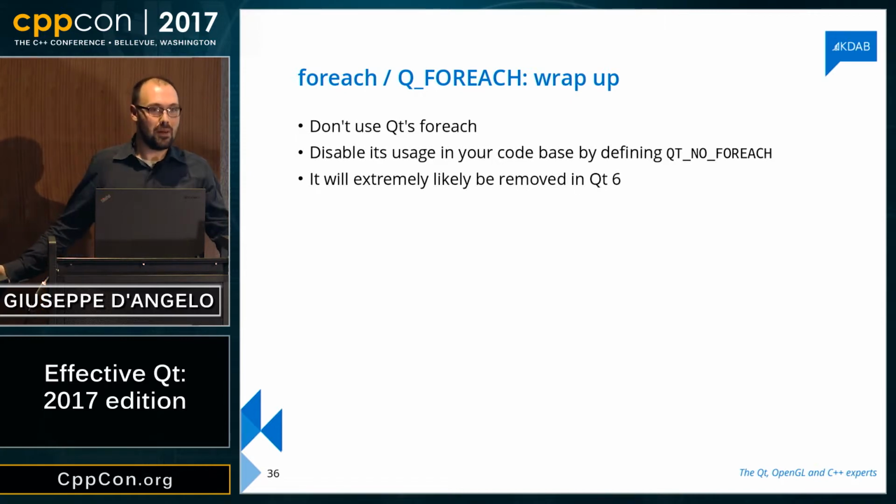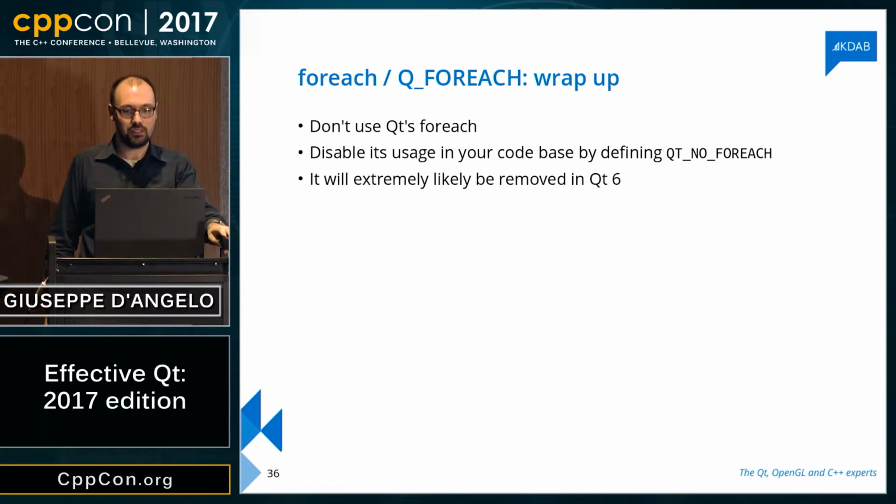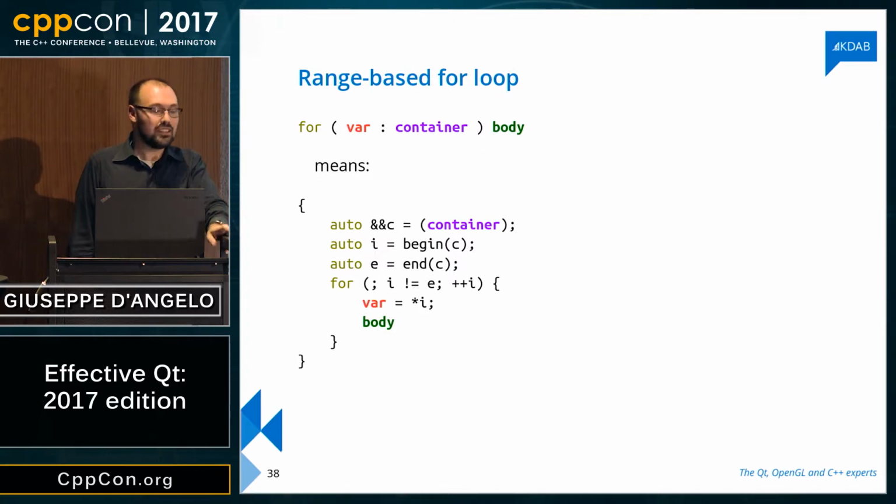Why? Also because we have a better solution for this. We got a much better solution. The better solution, of course, comes with C++11. It's the range-based for loop. Yep. The syntax looks like that. It's for variable, colon container, then the body.